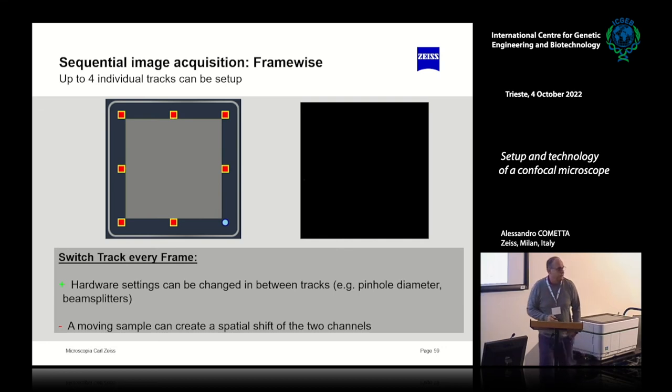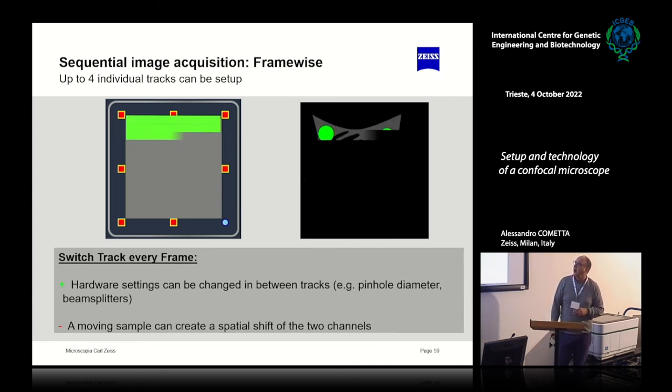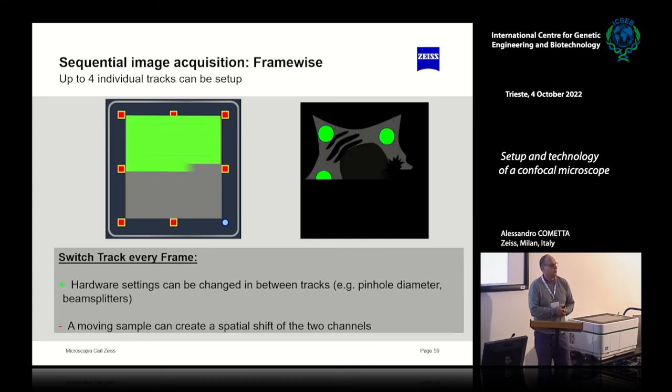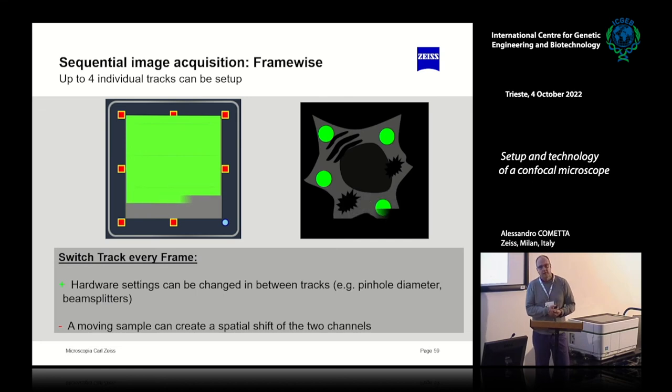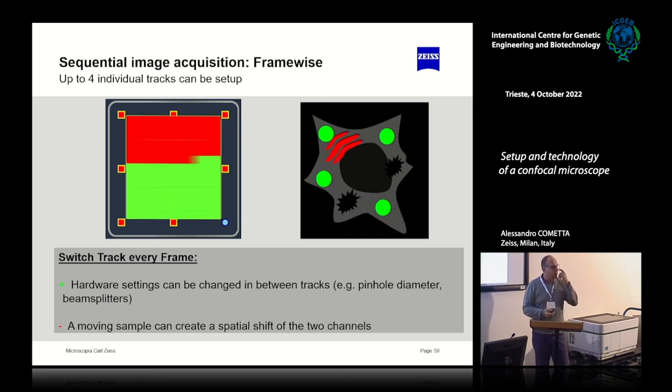So how to do that? Usually there are two different strategies to work with. The first is to separate the two excitations from the two emissions. So I will acquire the green first, then switch off one, switch on the red, and acquire the red. Nice, it works, but it's tedious, it's really, really long.